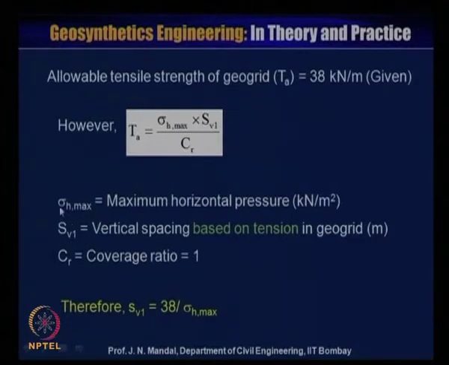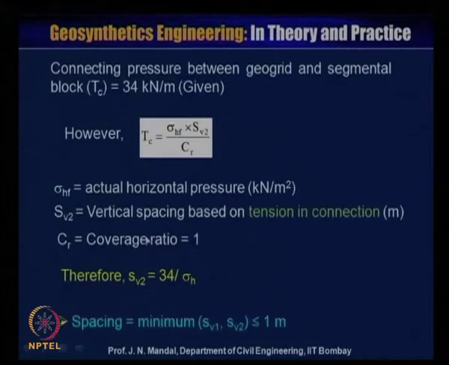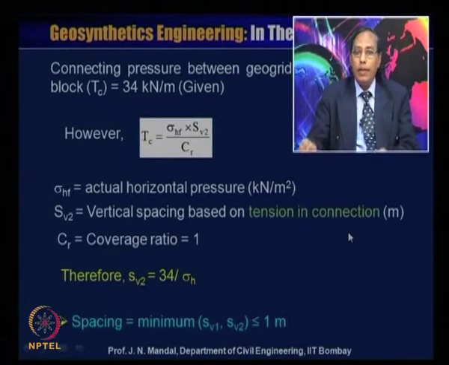So, what spacing should you consider? Here SB2 is the vertical spacing based on the tension in the connection. The failure may be due to the connection, or the failure may be due to the tension in the reinforcement. So, if the spacing is SB2, that is the vertical spacing based on the tension in connection, then SB2 will be 34 by sigma H.